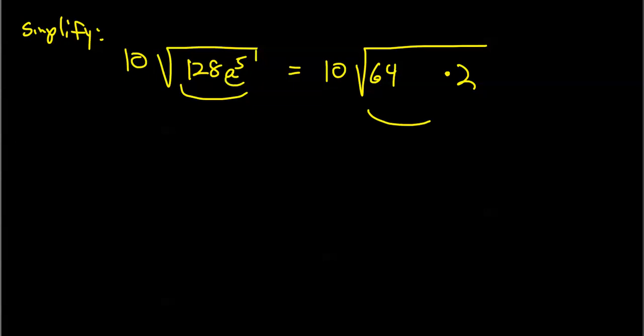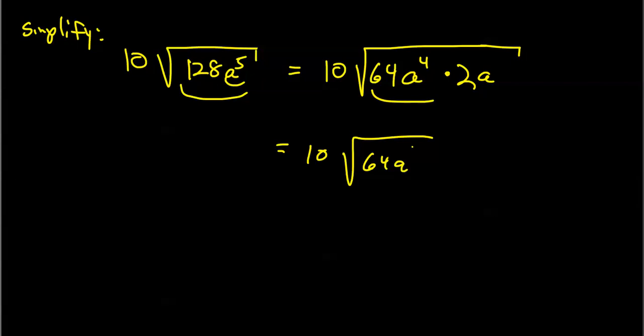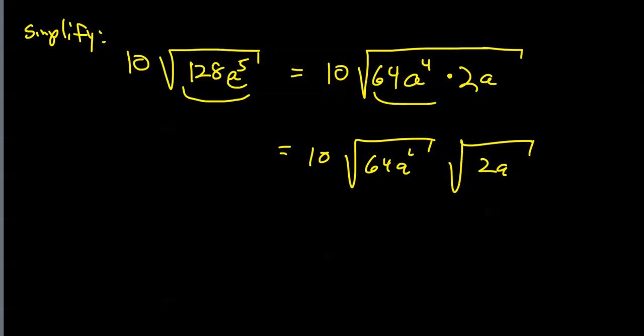A to the 5th is not a perfect second power, but a to the 4th is, right? So I can rewrite a to the 5th as a to the 4th times a. Right? These are perfect second powers, or perfect squares. I'm going to be very formal here. After a while you skip steps on this. The square root of 64a to the 4th times 2a is equal to the square root of 64a to the 4th times the square root of 2a.